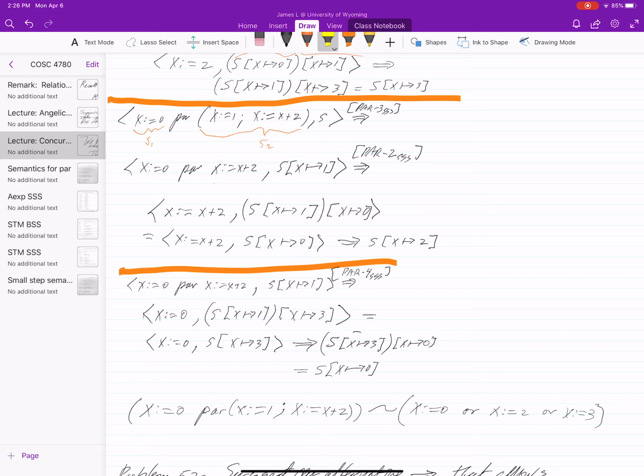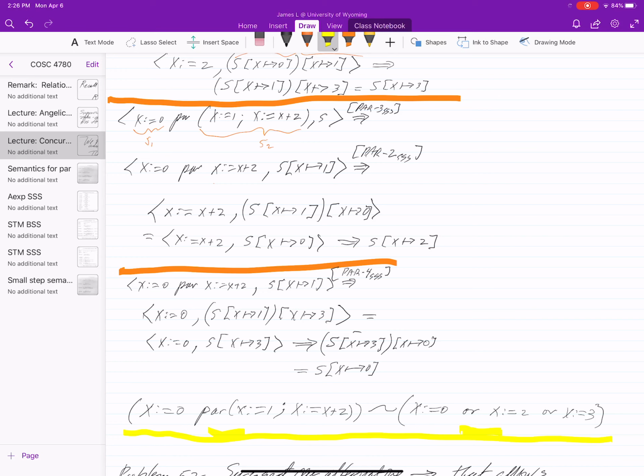So the result that I want to claim is that these two programs are equivalent, and you could prove that. Because what does it mean? It means that no matter what state I start in, this program can arrive at the same state as this program.